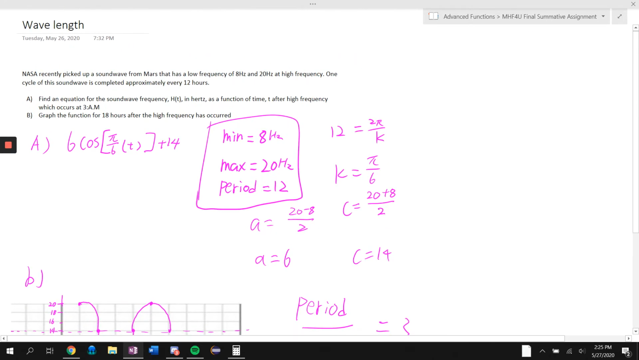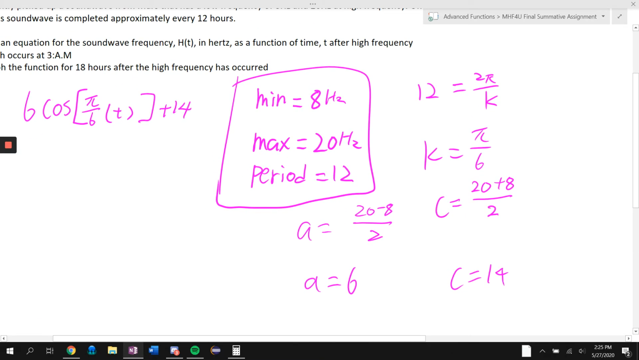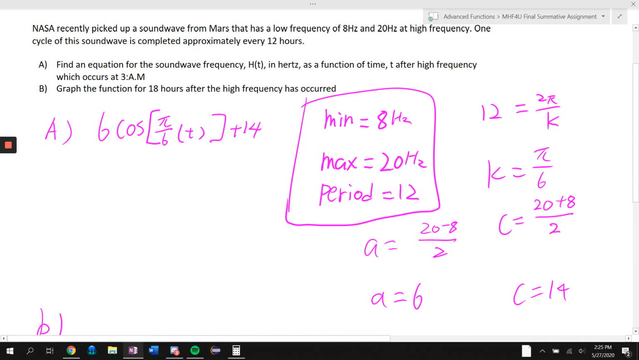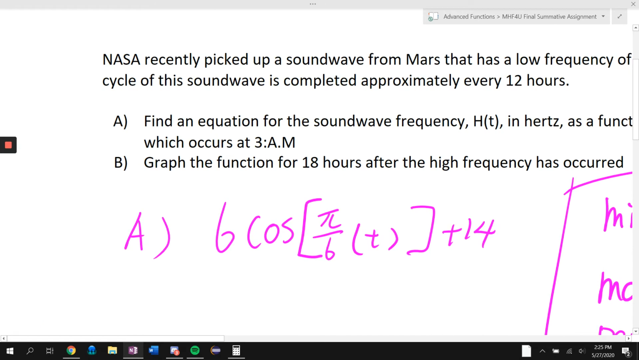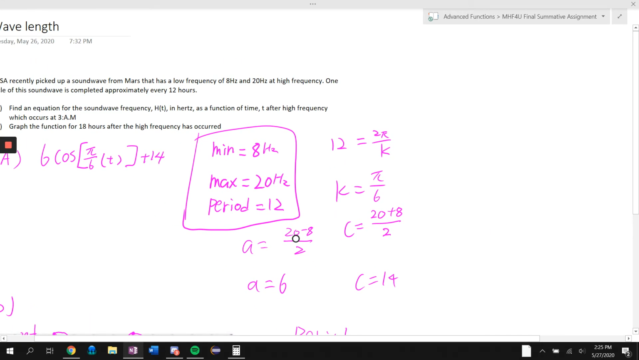So let's do this. How do we find the a value? Well, we know that a equals the maximum minus minimum over 2, right? So plug that in. The maximum is 20, minimum is 8. So 20 minus 8 over 2 equals 6. 20 minus 8 is 12, divided by 2 is 6. And then let's find the c value. The c value is maximum plus minimum over 2. So 20 plus 8 equals 28. 28 over 2 is 14. Simple.